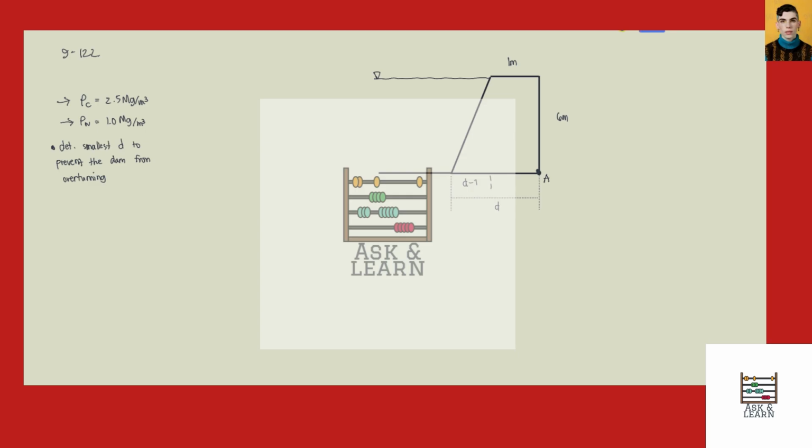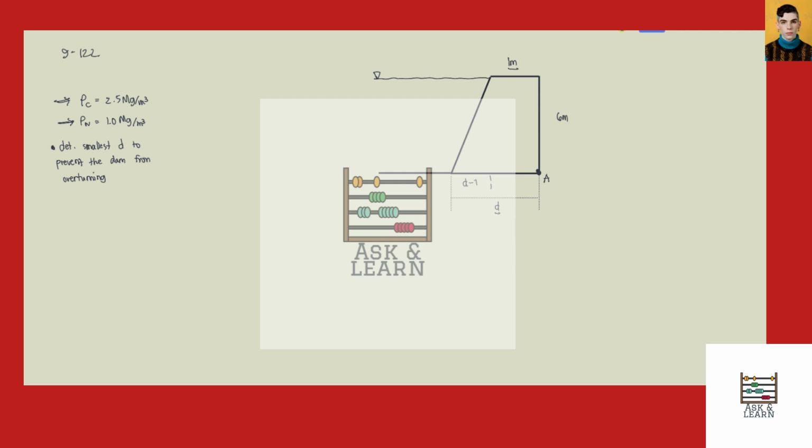For fluid pressure, we have a trapezoidal gravity dam with a height of 6 meters, a bottom base of unknown dimension d, and a top base of 1 meter. Also, the water level is at 6 meters. And we are given the density of concrete and the density of water, and we are to determine the smallest dimension d to prevent the dam from overturning at point A.